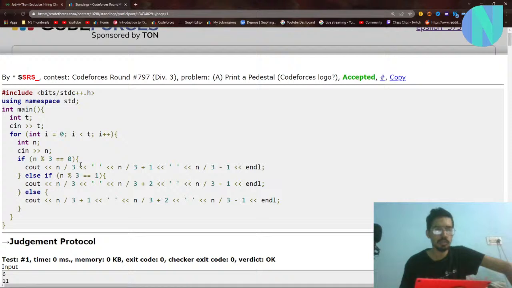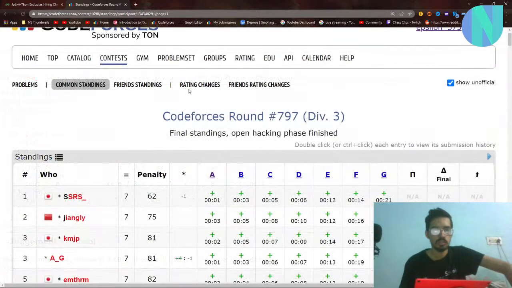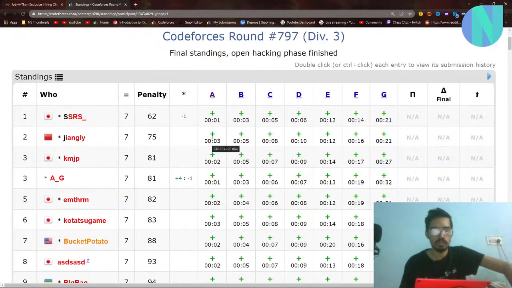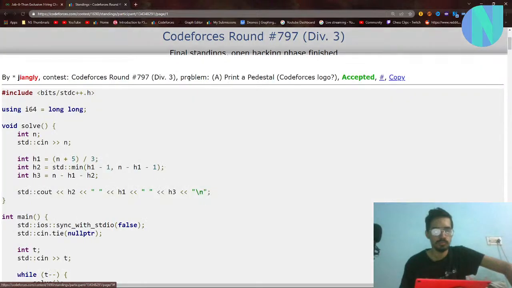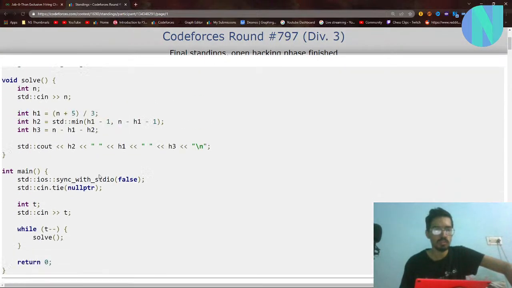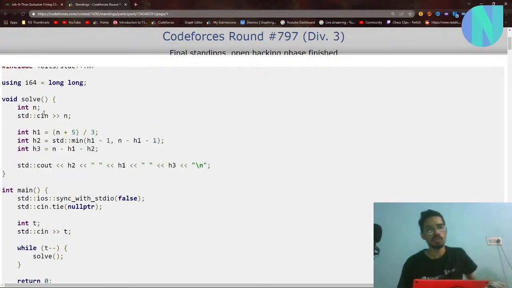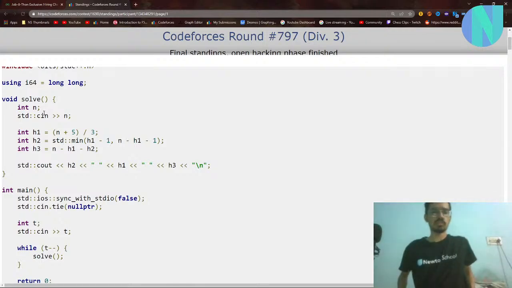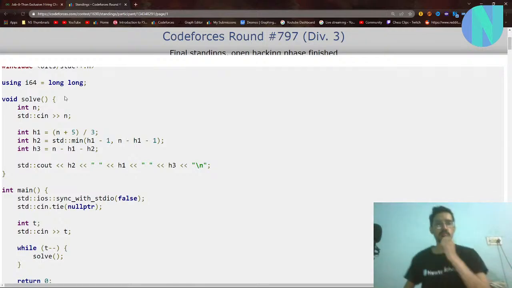So you see, you are doing a lot of cases. He only has 3 cases: N mod 3 is equal to 0, N mod 3 is equal to 1, and N mod 3 is equal to 2. So you have a lot of unnecessary stuff. Again, you can see the code is really clean here. You are making a lot of unnecessary cases. I think that is a problem.